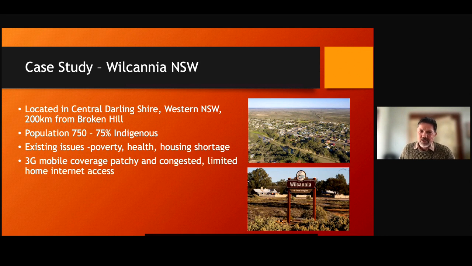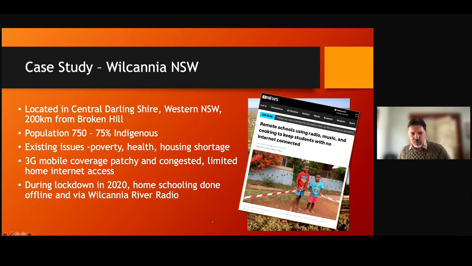The community, like many remote communities, suffers from poor internet coverage. However, being a regional town, it doesn't get the same attention that other remote communities might get in policy terms. So there's very limited home internet access, and during the lockdowns last year, that really made it difficult for people to be able to do homeschooling.